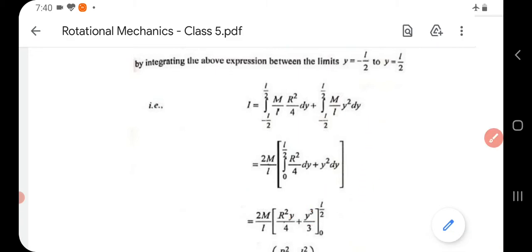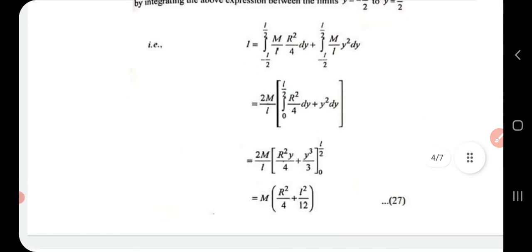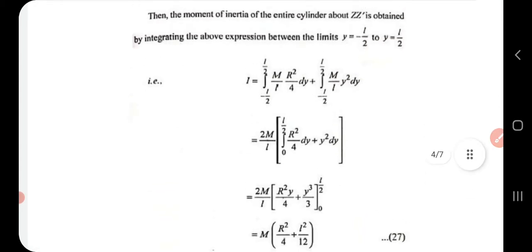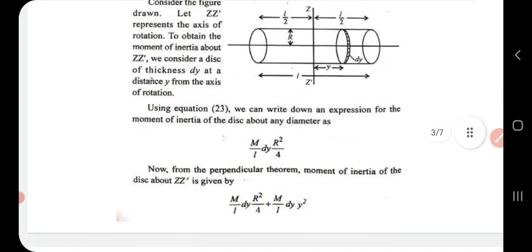On applying the limit, you will get the moment of inertia as m into r square by 4 plus L square by 12. That is the expression for moment of inertia of the solid cylinder about an axis passing through the center of mass and perpendicular to its length.